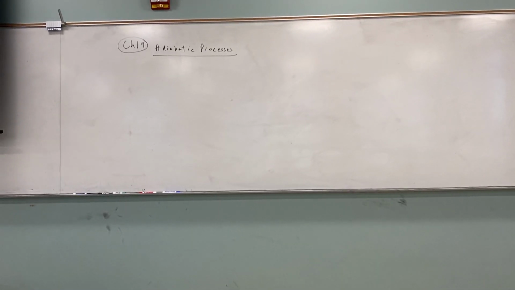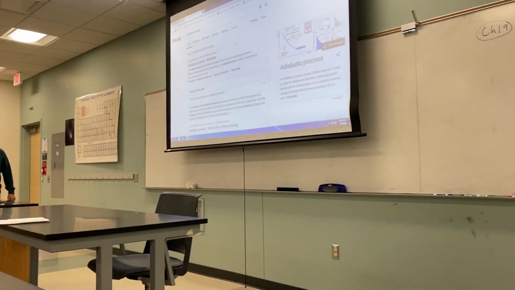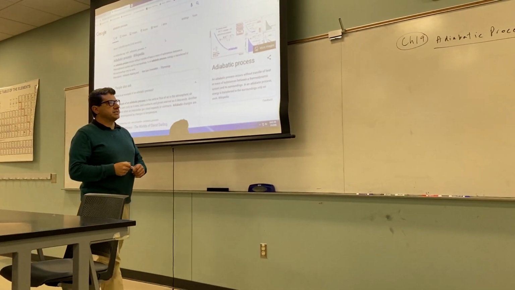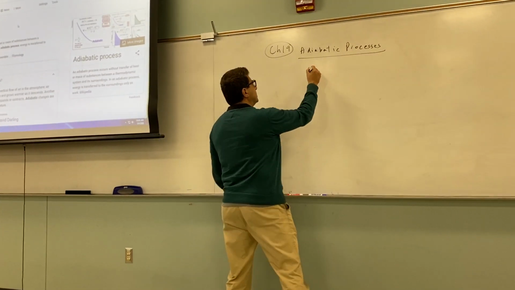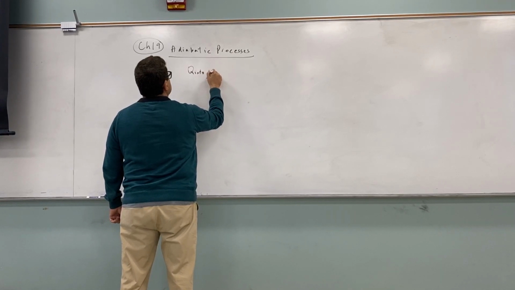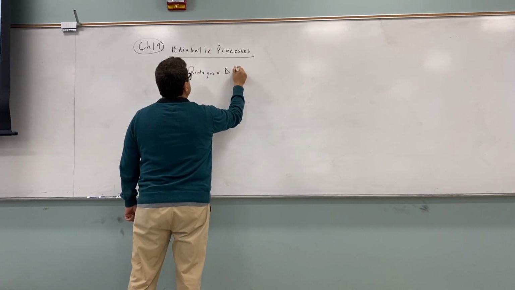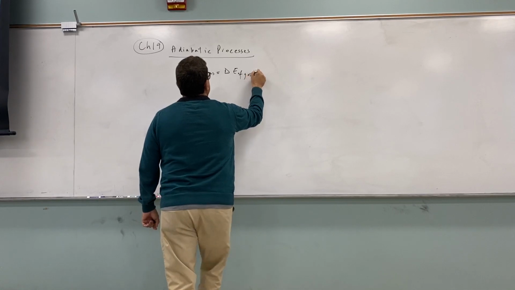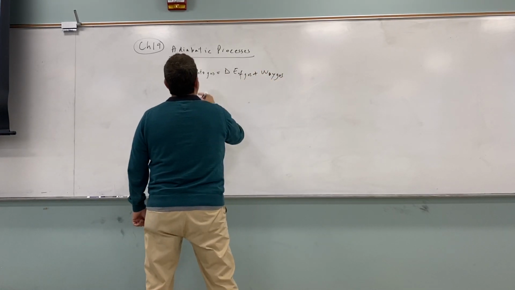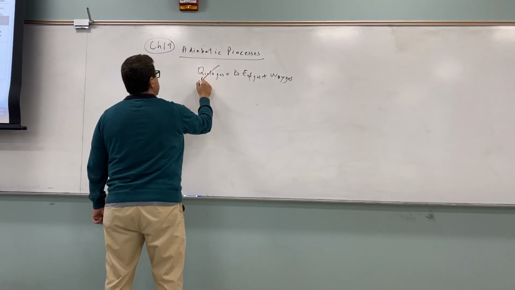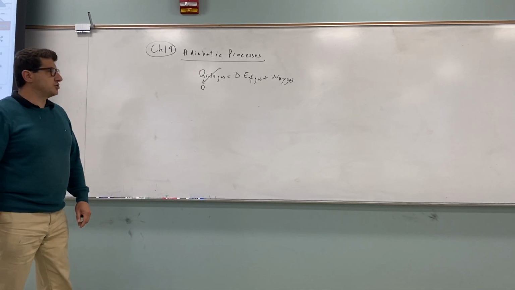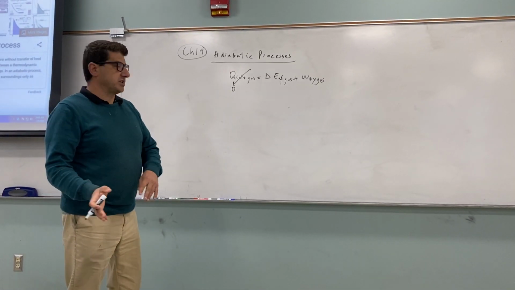We do the last process, adiabatic process. So adiabatic process, you're looking at thermodynamics. Q into gas is delta E of gas plus work done by gas. And in an adiabatic process, the heat into the gas is zero. So no heat is exchanged between the gas and its surroundings.